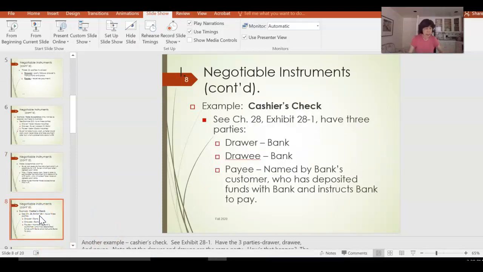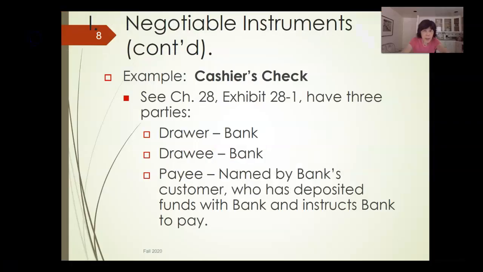All right, the next slide, let me put it back into slide view. Sorry, class. We're going to talk a bit about a cashier's check. This is another example of a draft. Again, we have our three parties: a drawer, a drawee, and a payee.